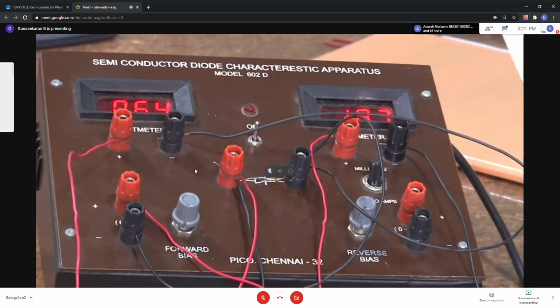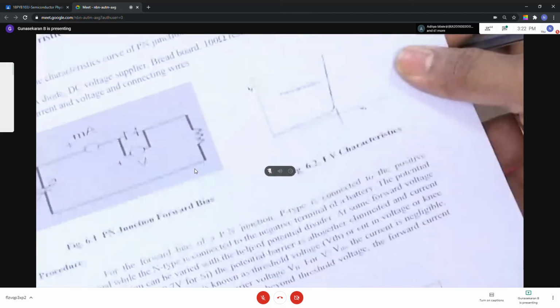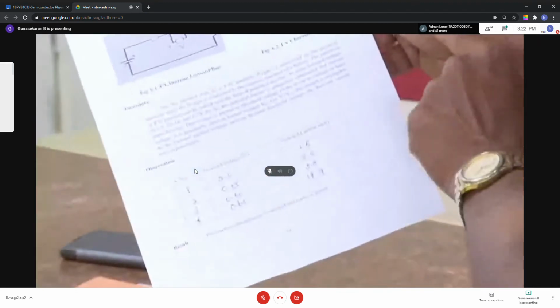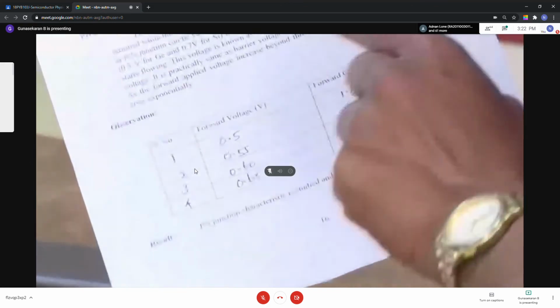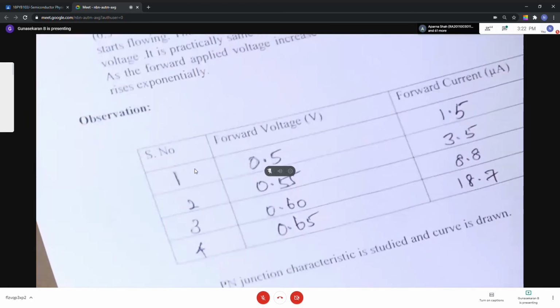Okay, what is the observation from the tabular column? When the forward voltage is increasing, the forward current is also increasing. Beyond the threshold voltage, what happens? The forward current rises exponentially. Four or five readings are enough.